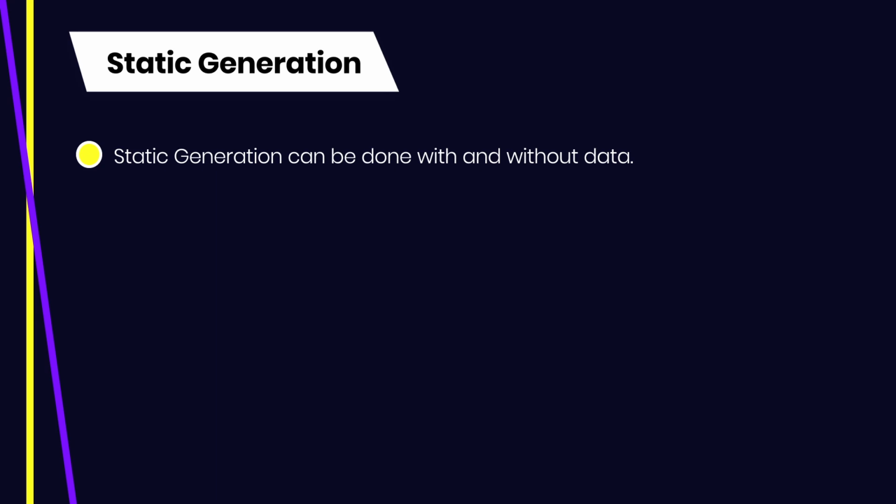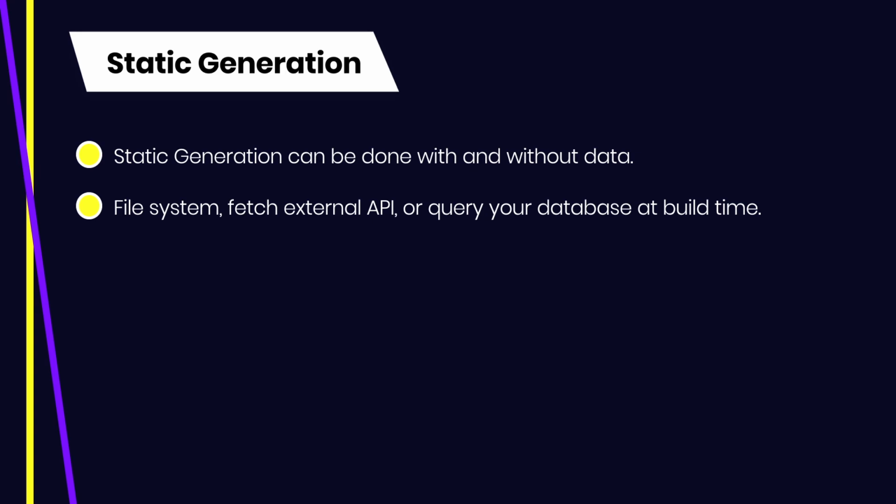For some pages, you might not be able to render the HTML without first fetching some external data. Maybe you need to access the file system, fetch external API, or query your database at build time. Next.js supports this case. You can call it static generation with data. So how does it work?